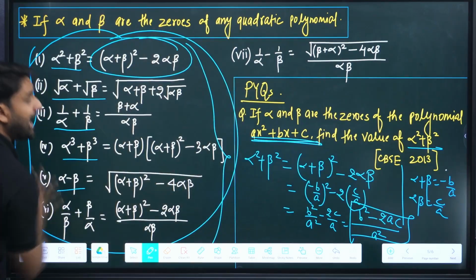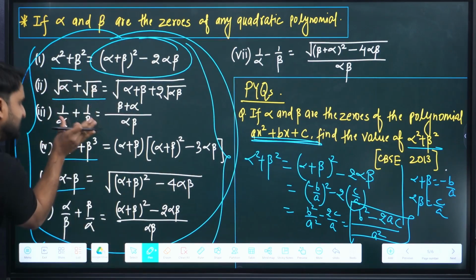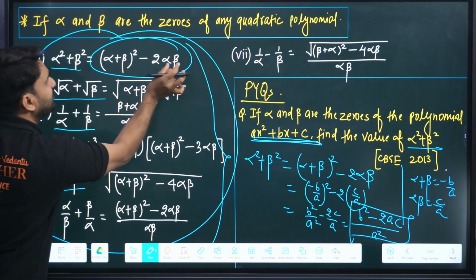This is the way you can express this in terms of sum of zeros and product of zeros.